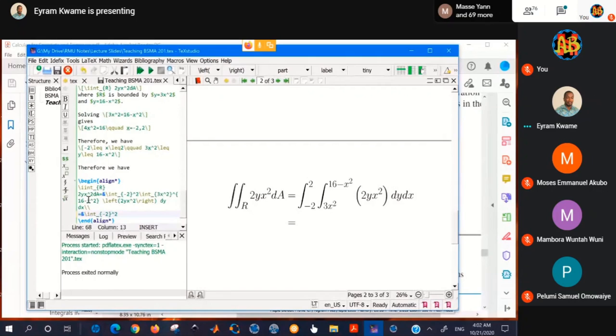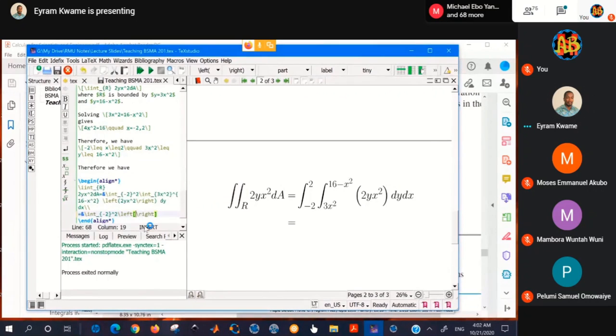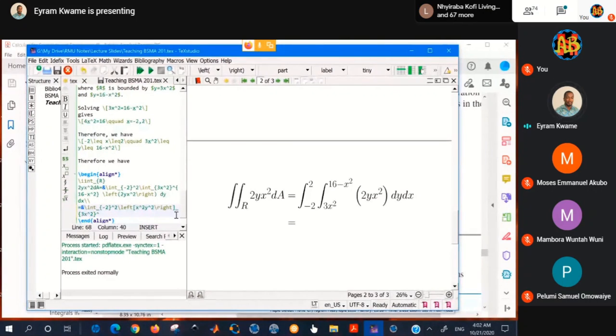To 2. Then I have left this and right that. What happens there? I have x squared y squared, because if you integrate y, you have y squared, 2y squared over 2, so the 2's can cancel out. So I have x squared y squared, and then now I'll have to do what? Evaluate my 3x squared, and then the 16 minus x squared.